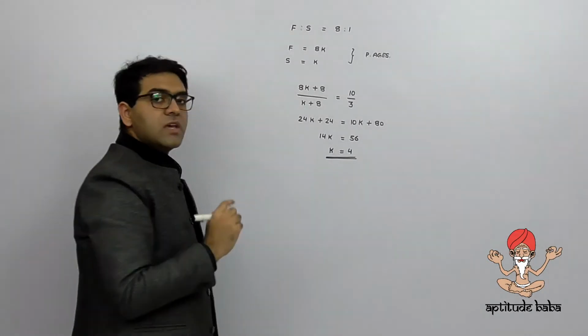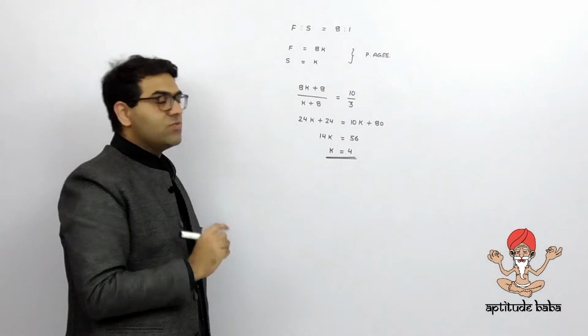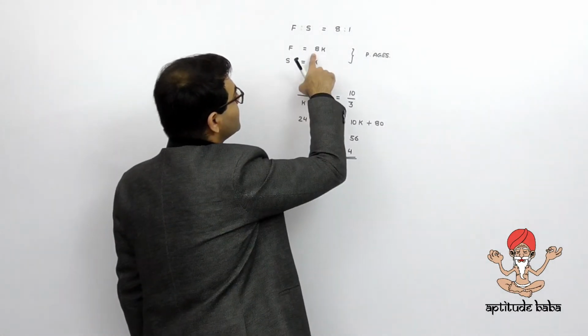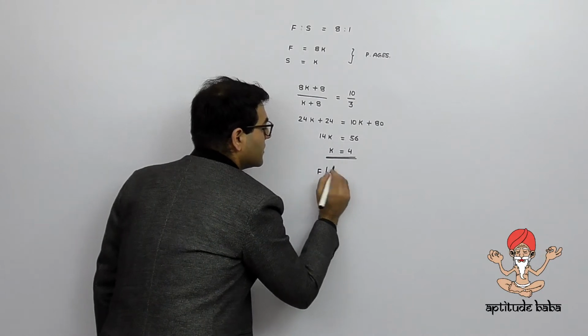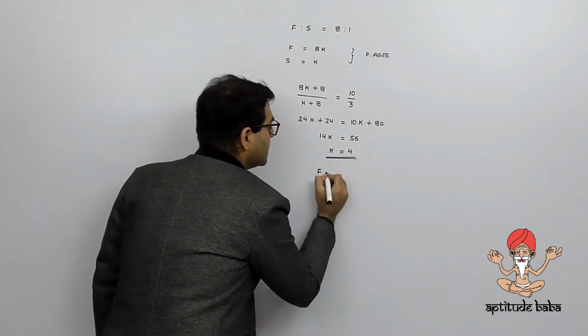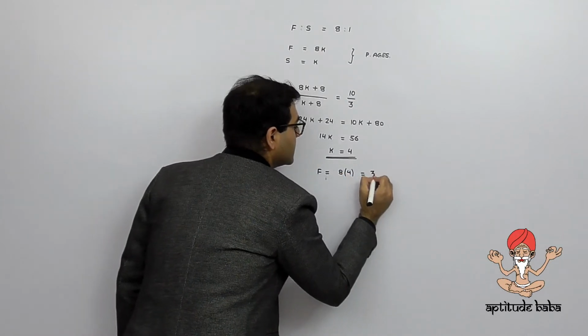Now if the value of k is 4 and my question requires me to find the present age of father, I can say that the present age of father has been supposed as 8k. Therefore, the present age of father should become 8 times 4 or perhaps 32 years.